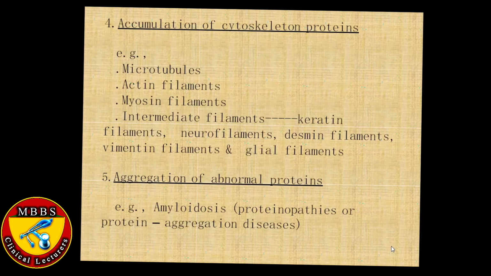Fourth, the accumulation of cytoskeletal proteins, for example microtubules, actin filaments, myosin filaments, intermediate filaments, keratin filaments, neurofilaments, desmin filaments, vimentin filaments, and glial filaments. So the accumulation of these. And fifth, aggregation of abnormal protein usually occurs in metabolic disorders like amyloidosis, where proteinopathy or protein aggregation disease happens.